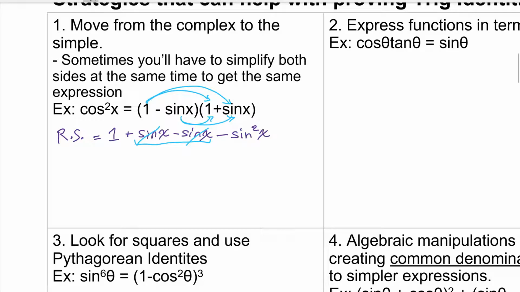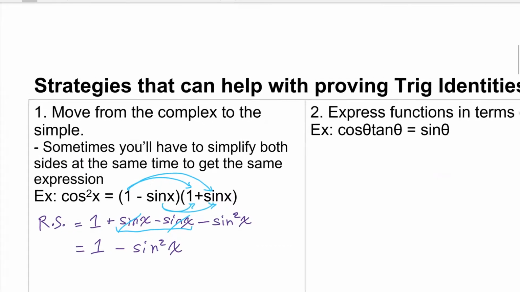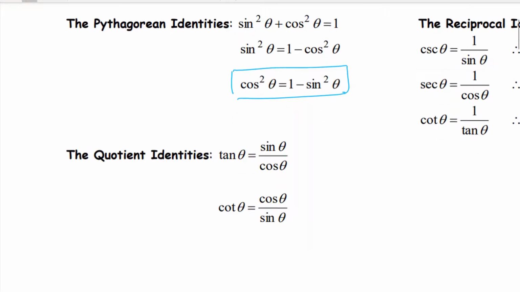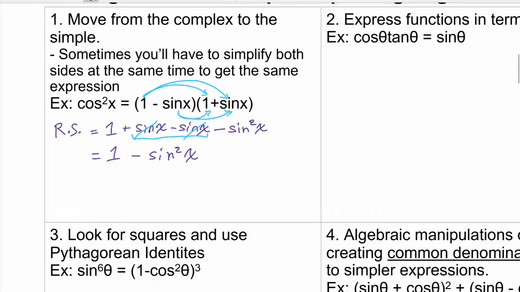is just 0. So I'm going to write 1 minus sine squared x, and that actually already looks just like one of my identities. That looks just like my Pythagorean identity over here. 1 minus sine squared x is just equal to cos squared x. So I'm going to replace 1 minus sine squared x with cos squared x. And hey, that's exactly the same as my left side. So once my right side equals my left side, then I'm done. And that means that the equation was proved.